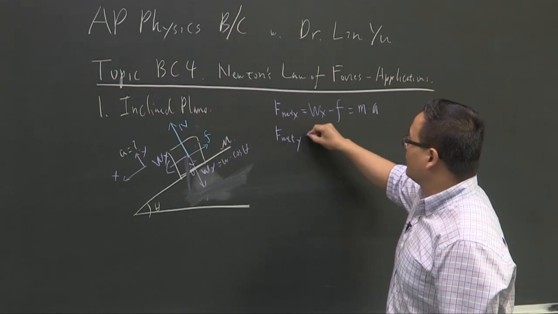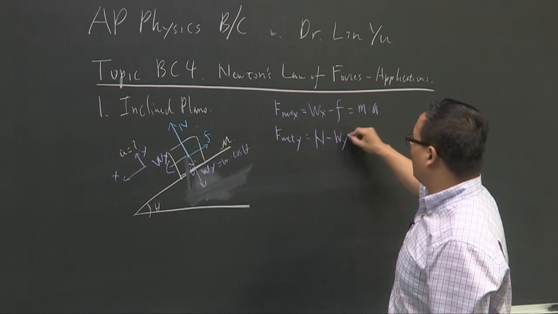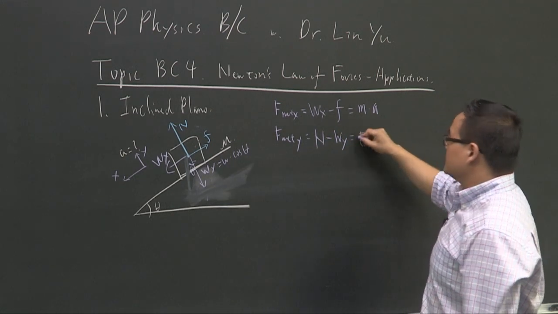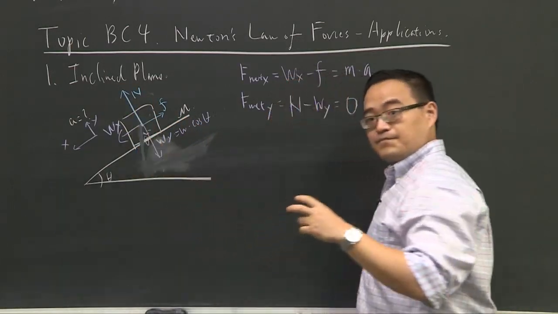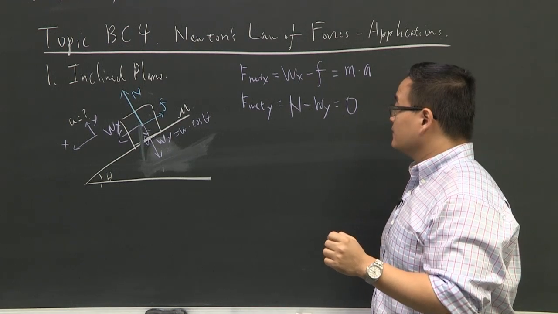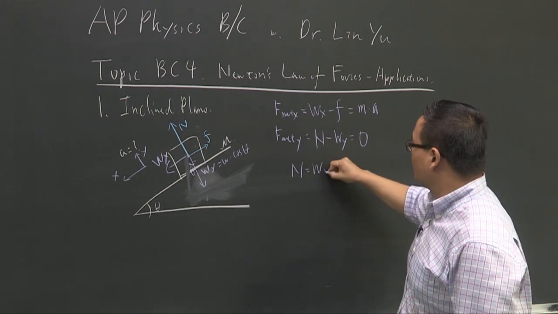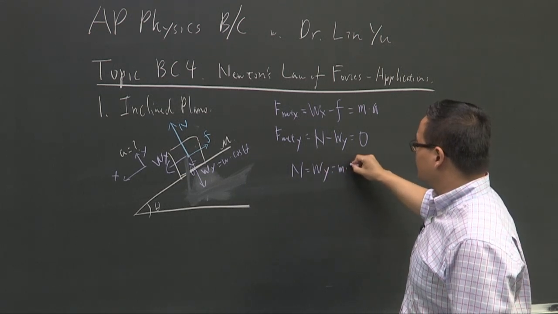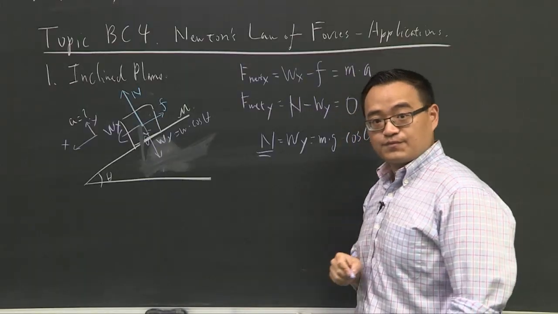F net of y will be what? Normal force minus W of y, which will get you what? 0. Because again, this object will never bob up and down. Okay? So in other words, you can find your normal force. If you solve for this, normal force is Wy. In other words, it's mg times cosine theta. That is your normal force.